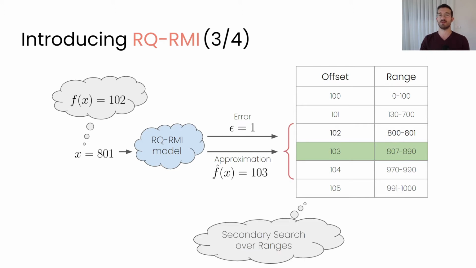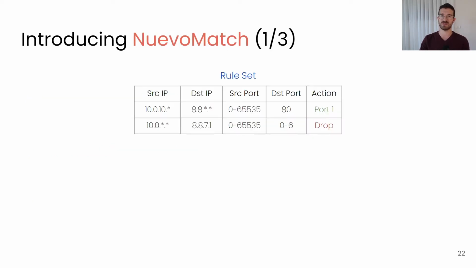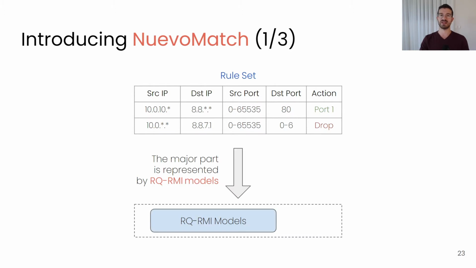So we go to the table and perform a secondary search over the ranges around the model approximation. More details about the RQRMI training technique and correctness proofs are available in the paper. We also show how to handle multi-dimensional rules with multiple fields. We term our solution to packet classification as NuevoMatch. It trades memory accesses for computations using RQRMI models.